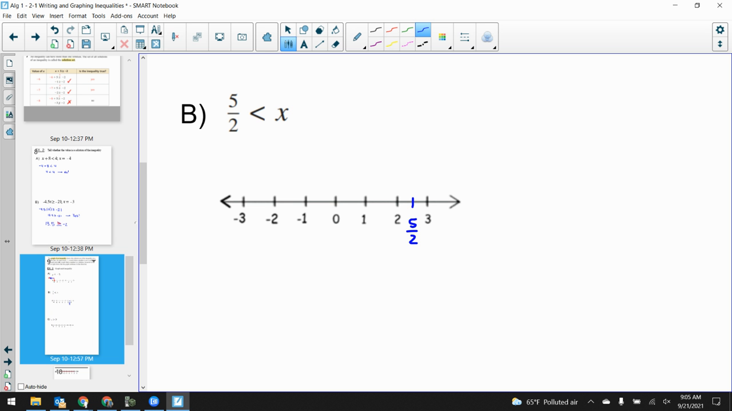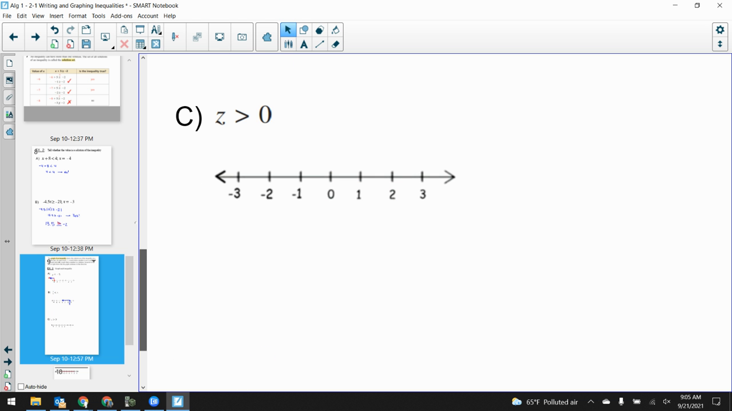That's 5/2. Put your dot, open or closed? Open. Is this going to point to the left or to the right? To the left. Look, here's my arrow. There it is. Any number to the left of 5/2 would be a solution. Is 5/2 a solution? No, but anything below it would be.